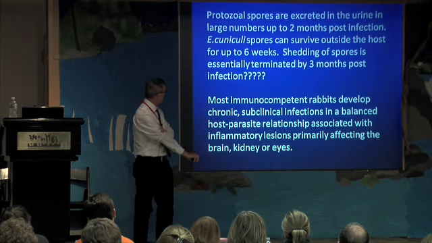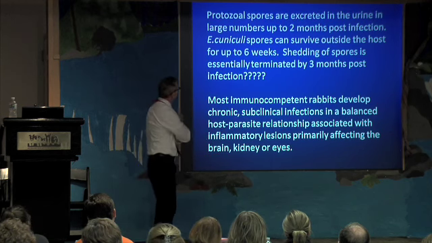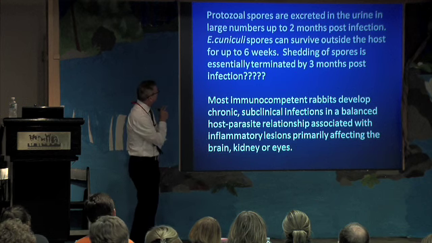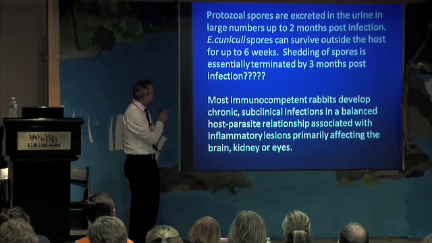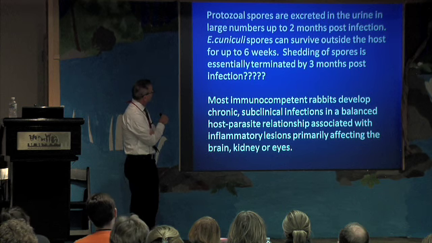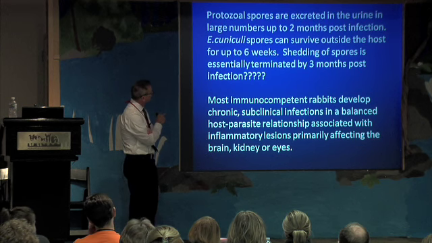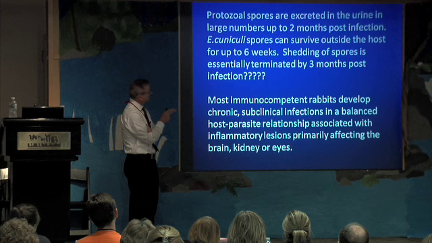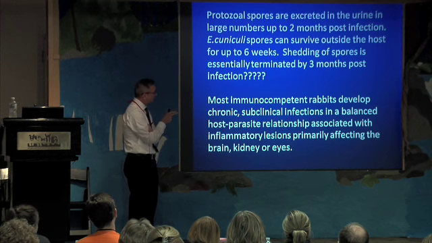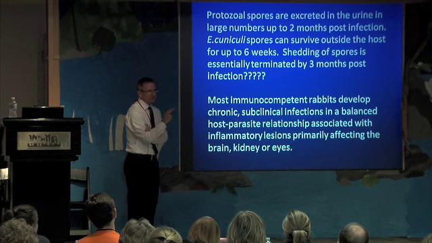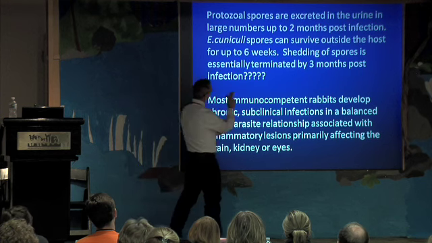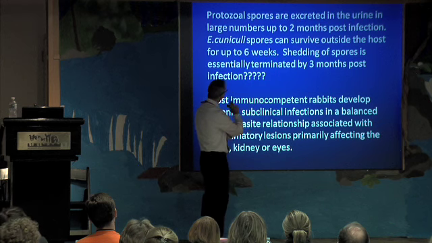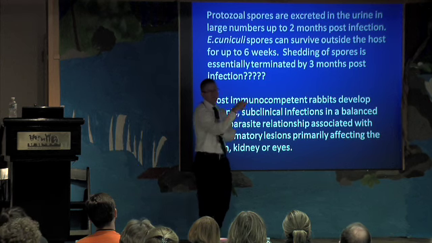So this paper, this is just some quotes. These are microsporidian or protozoal spores that are shed in the urine in large numbers up to 2 months post-infection, and then they survive outside the host for 6 weeks, and then the rabbit picks them up and reinfects. The literature repeatedly states that shedding of spores is essentially finished by 3 months post-infection. I put question mark, question mark, question mark.